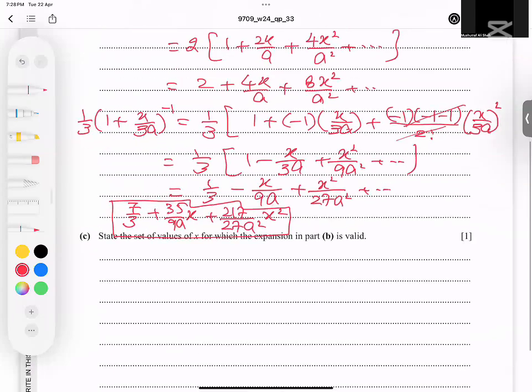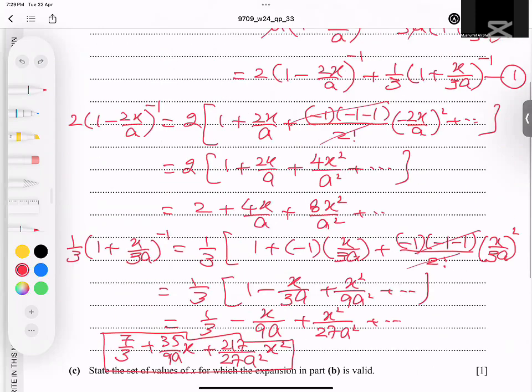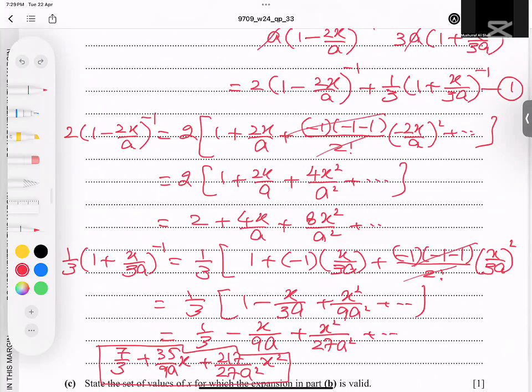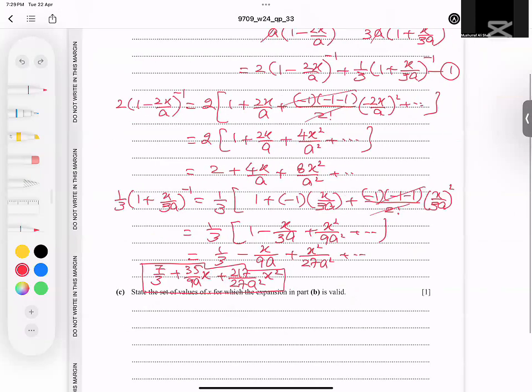The last part is the validity. Whenever he asks for the set of values for which the expression is valid, validity is only possible because the binomial expansion formula is applicable only in one situation. And what is that? After the one, whatever is mentioned, this value and this value, we have to take it. So let's take it from there.